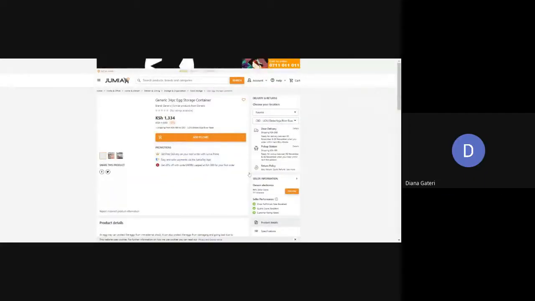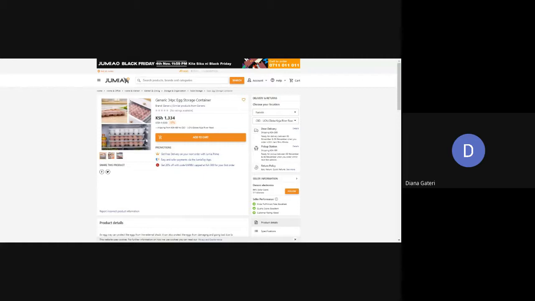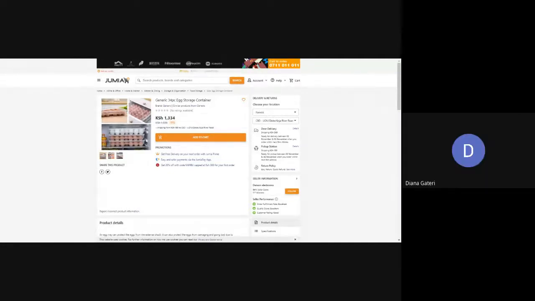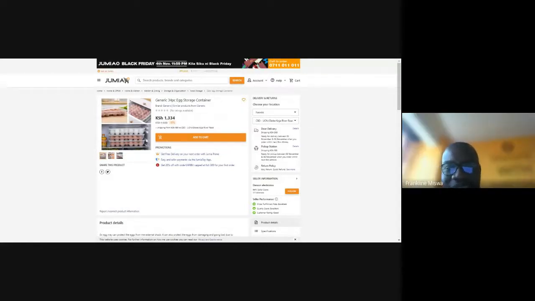Maybe the vendor based it on a different category that's not supposed to be there. So it is actually relevant because it's not eggs, but an egg storage. Oh, yes. Not a trick question, by the way. Don't worry, it's not a trick question.